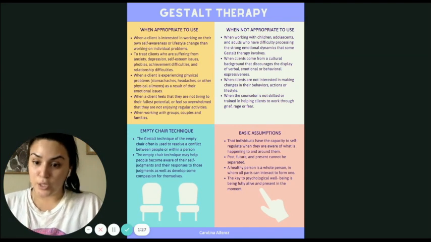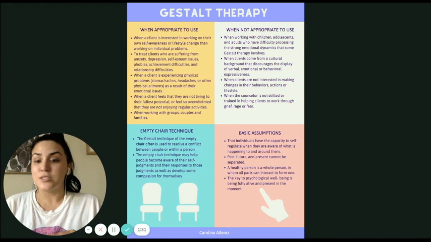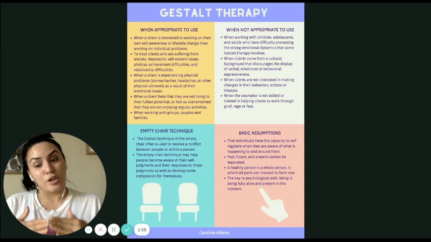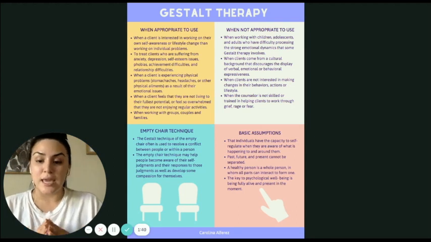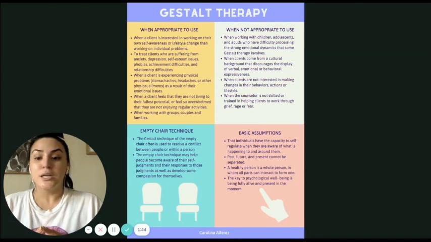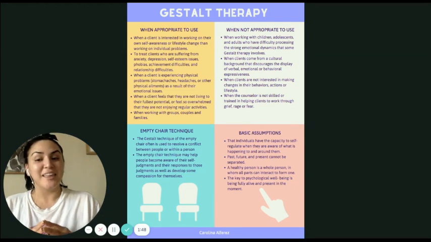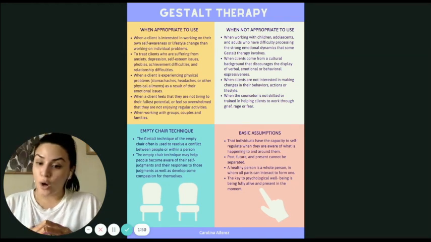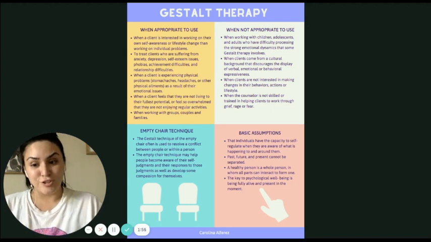And the example we're going to use with our client today, or our student, is when the client feels like they're not living to their fullest potential or feels so overwhelmed that they can't enjoy the regular activities. The student we're going to be focusing on today is having issues deciding what to do after her senior year. She doesn't know whether to go into direct sales and hopefully become a millionaire, from what she told me, or to go to college, earn a degree, and focus on a career with an educational degree.